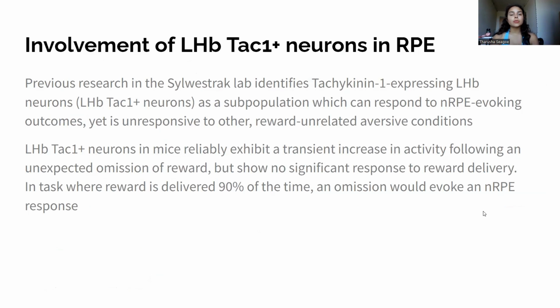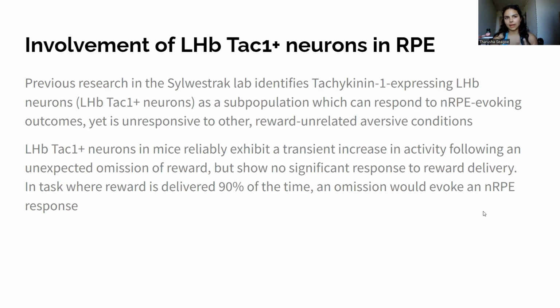So the lab that I work in, the Sylwestrak lab, has previously identified tachykinin 1 expressing lateral habenula neurons. So we call those lateral habenula or LHB Tac1 neurons. Identified those as a potential subpopulation that's specific to RPE, in that it will respond to situations that evoke negative reward prediction error, but it's not responsive to other reward unrelated aversive conditions.